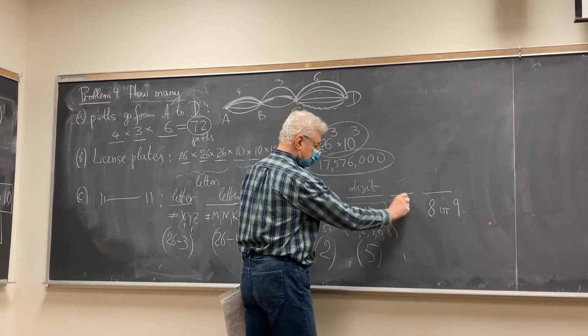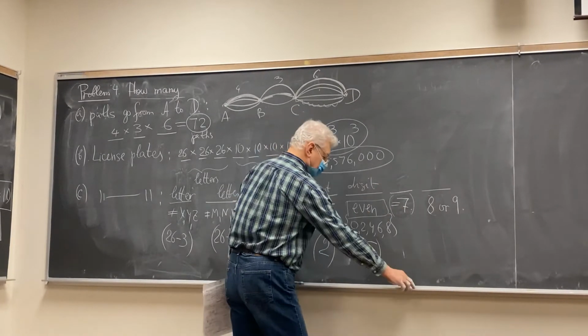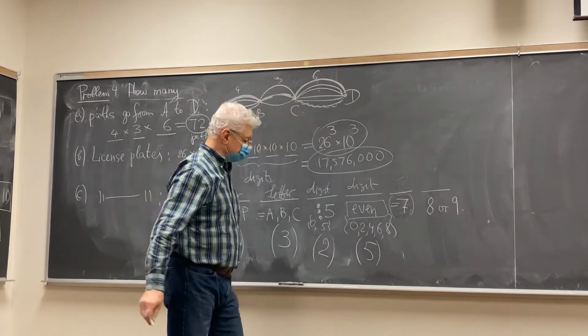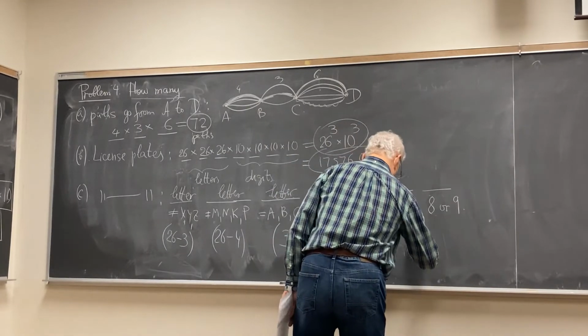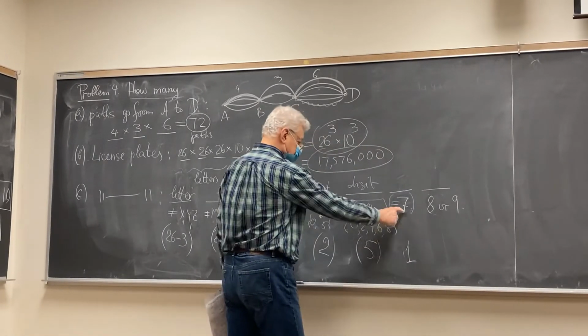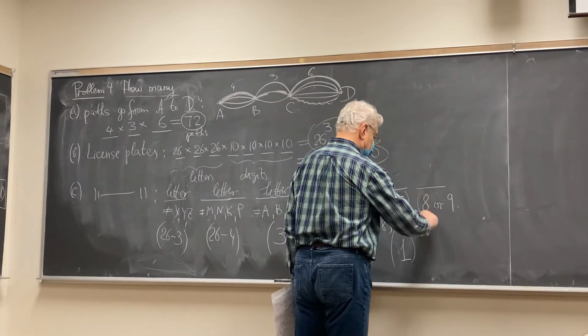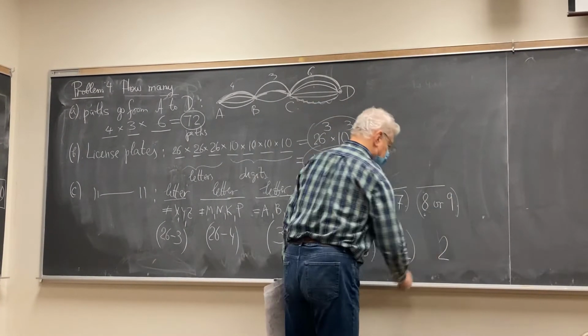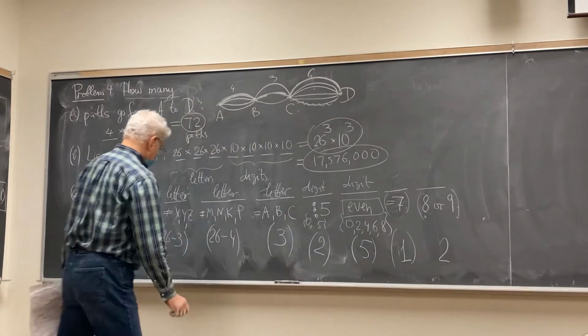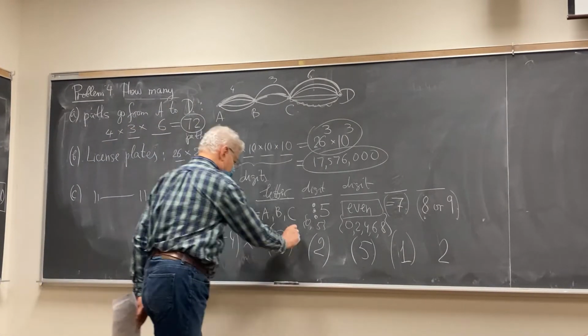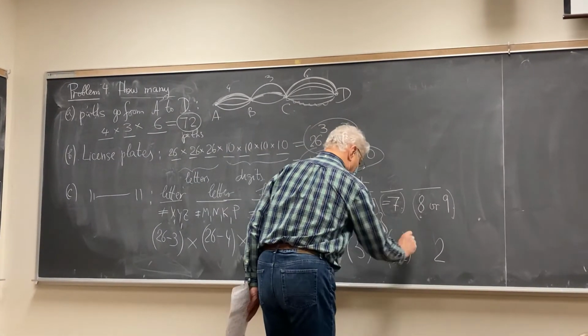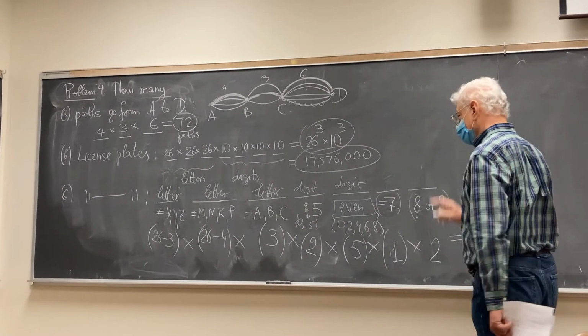Okay, the last digit. This one must be 7. The driver wants to have 7. So I take only one possibility, because it's exactly equal to 7, nothing else. This is 8 or 9. So we have two possibilities, either 8 or 9, right? And now I have to multiply all those. And so what's the answer?